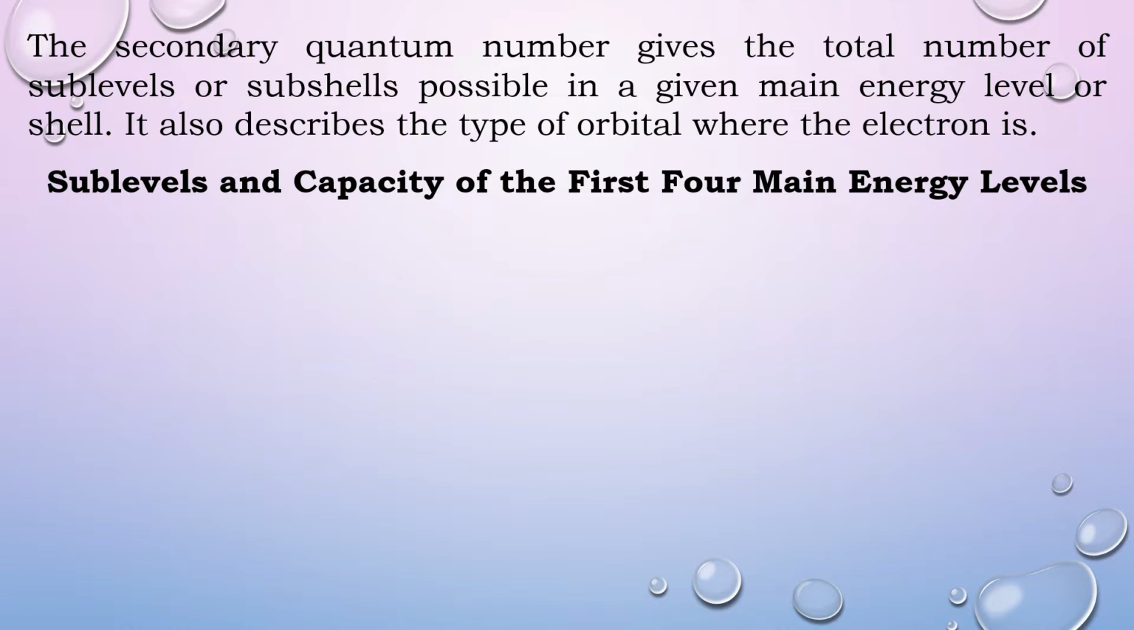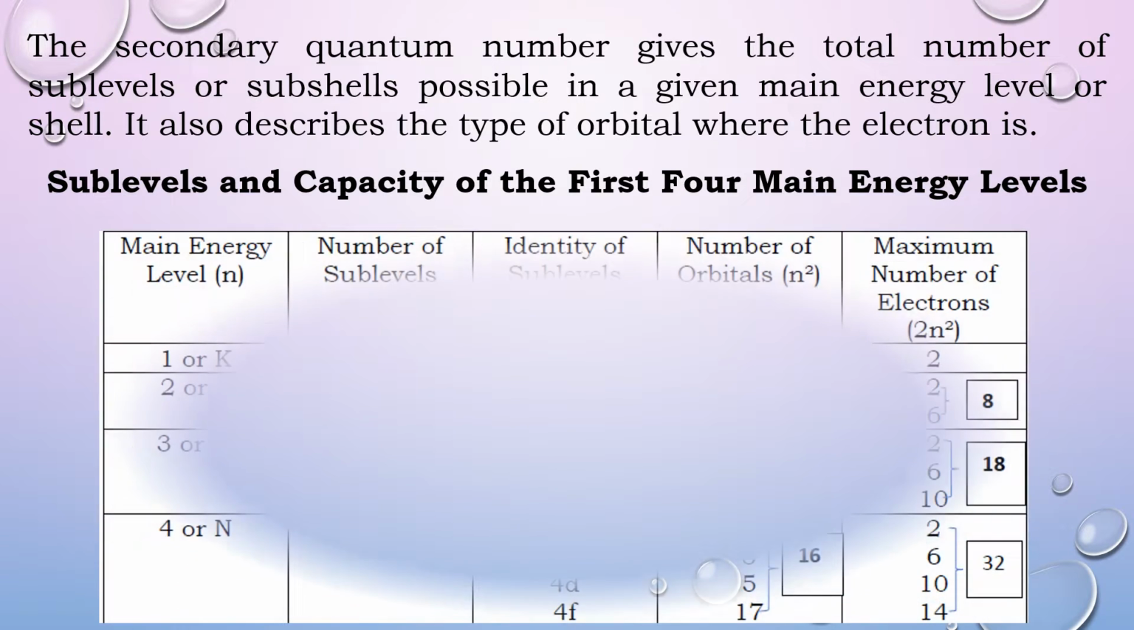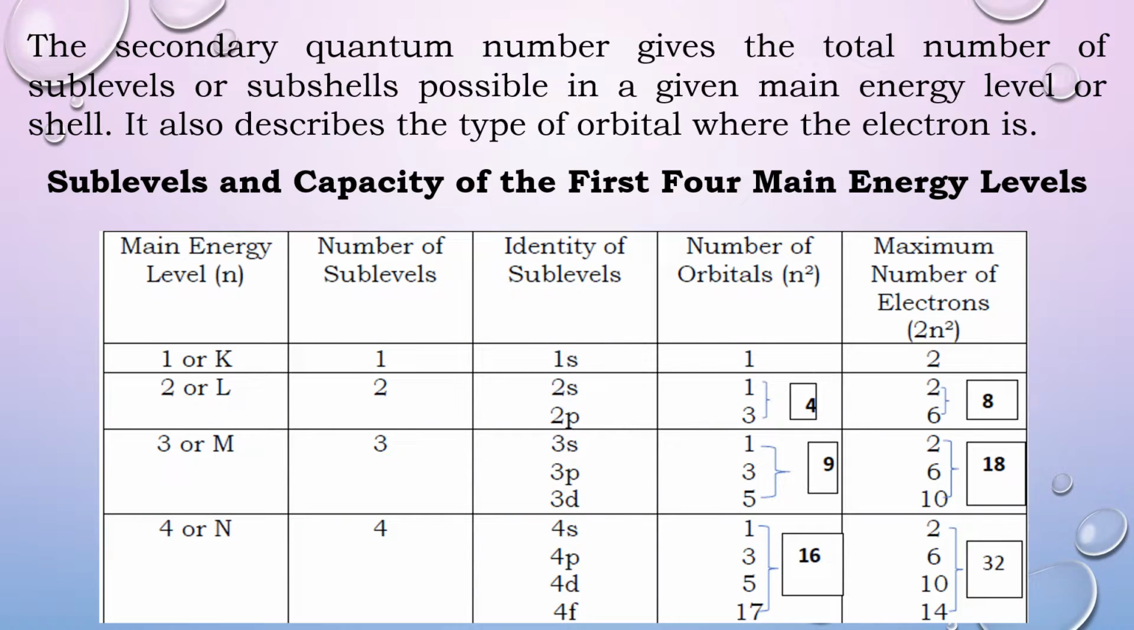Sublevels and capacity of the first four main energy levels. So, let's stay first with the four main energy levels. As you can see, we have the main energy level. We have the first energy level or the K shell, the second energy level or the L shell, the third energy level or the M shell, and the fourth energy level or the N shell.